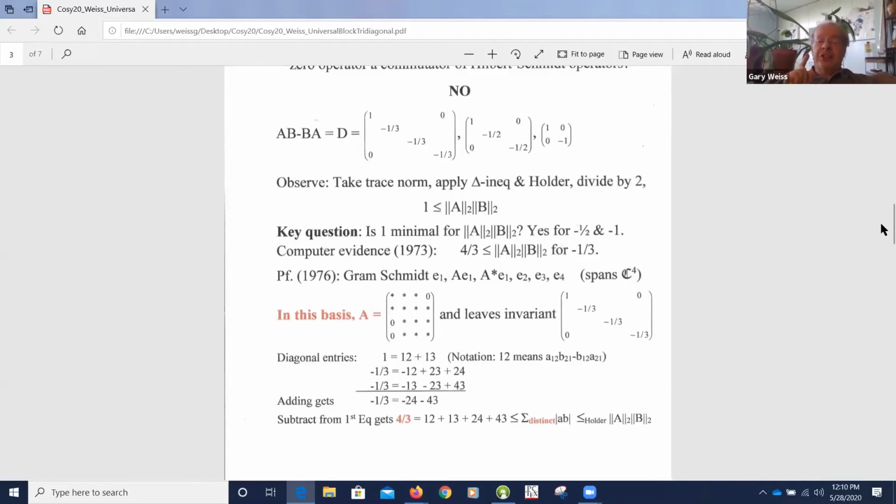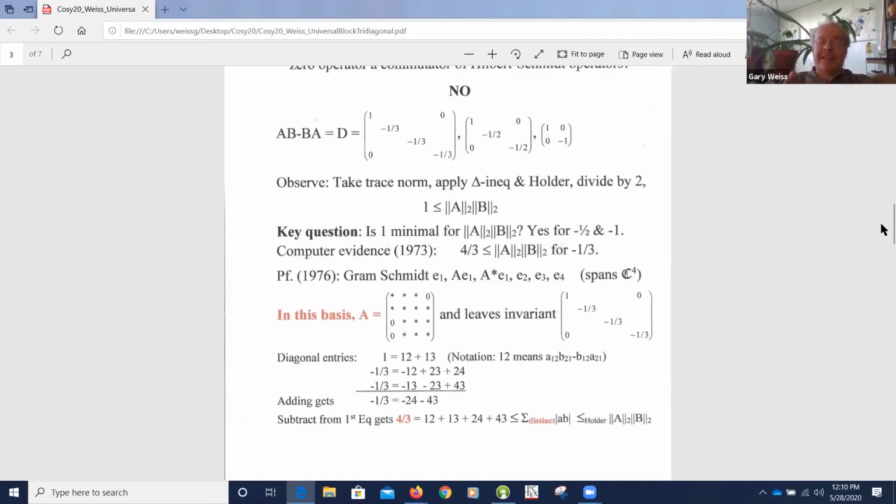You get a cancellation for the next one. By the way, this new basis fixes E1. It fixes the unitary, fixing E1. So it doesn't disturb this -1/3 matrix. That's really terrific. So when you get this happening, you get this second equation and you get this third equation. -1/3 comes in later as a lag. When you add them up, you get this last one. If you take the first one and you subtract from the last one, you get 4/3. Wow. 1,2 plus 1,3 plus 2,4 plus 4,3.